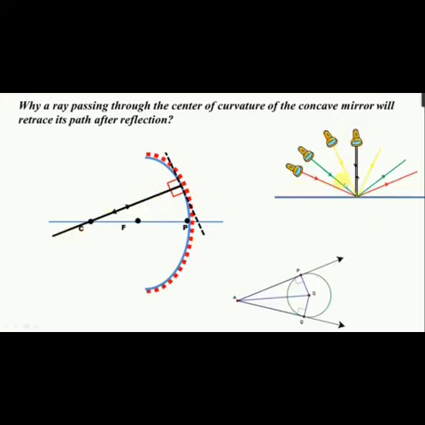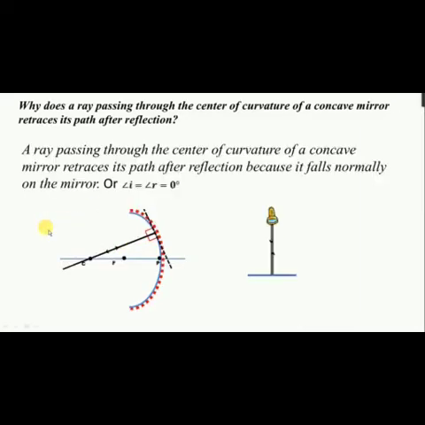So as an answer we have to write it is a case of normal incidence, or we have to say the ray going through the normal comes back through the normal. So this is the answer. We can say a ray passing through the center of curvature of a concave mirror retraces its path after reflection because it falls normally on the mirror, or we can say angle i and angle r are 0. That means going through the same path, coming back through the same path. So this is the answer.